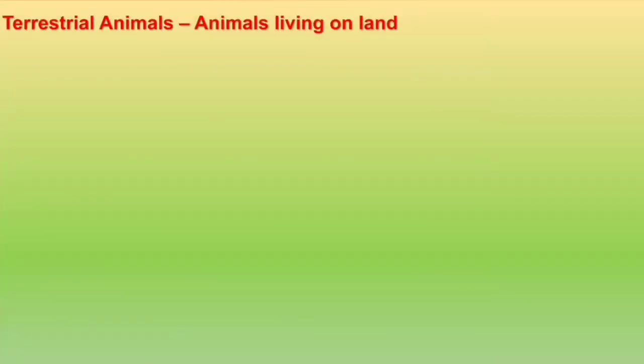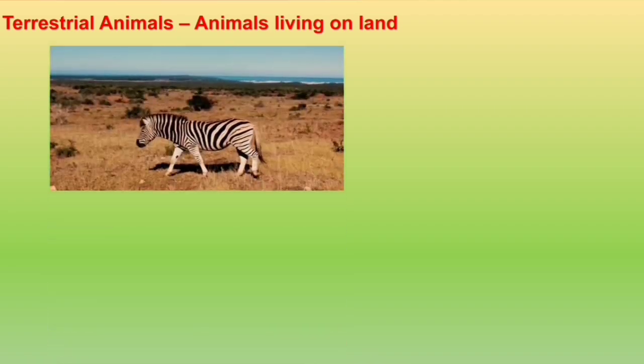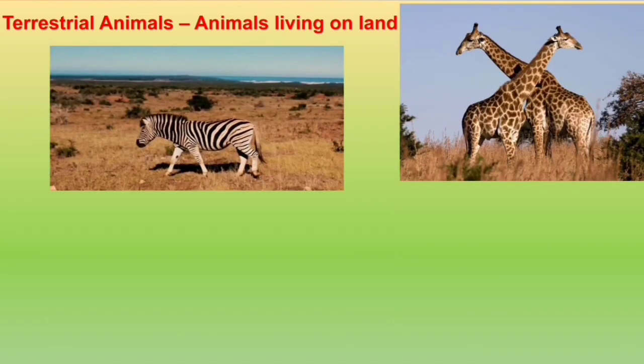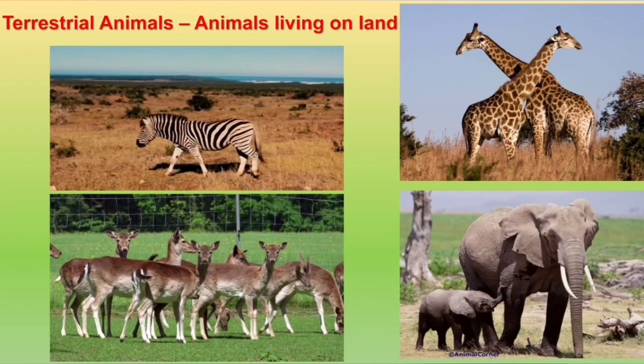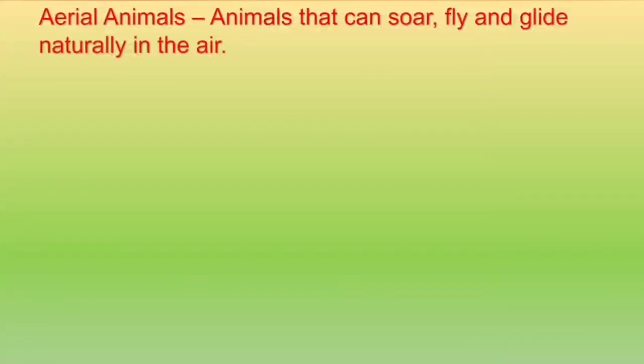Animals living on land are called terrestrial animals. For example, the zebra, giraffe, deer, and elephant are examples of land animals. Animals that can soar, fly, and glide naturally in the air are called aerial animals.